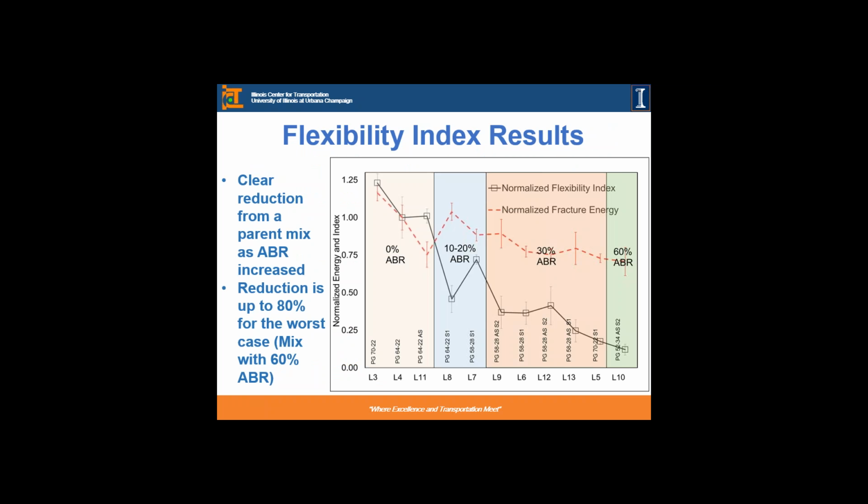So we look at the flexibility index results, and if you remember, the red one is now the fracture energy. We normalize everything back to a control mix, and this shows the reduction from the control mix. For the fracture energy, we see a reduction of about 25% when you reach the 60% ABR, and that's an extreme, marginal mix. When you look at the flexibility index, there is still a consistent decline as you add more and more recycled content that makes the mix drier, binder deficient, and reduces its flexibility. And we can see a decline of about 80% when the mix had the highest recycled content.